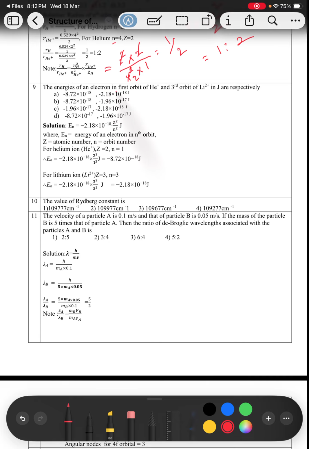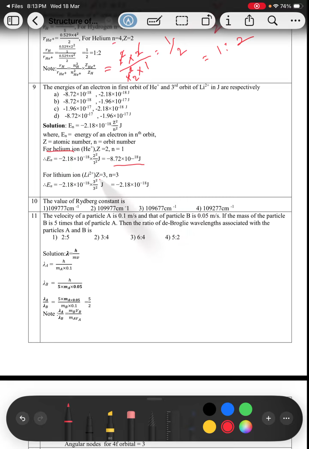The energies of an electron in the first orbit of He plus and the third orbit of Li plus 2 in joules are respectively. Here the energies are given in joules. So the energy of an orbit in joules is given by the formula minus 2.18 into 10 power minus 18 Z square by n square, where Z is the atomic number and n is the orbit number. For the helium ion, Z is equal to 2, and the orbit number is 1. By substituting these values, we will get minus 8.72 into 10 power minus 18 joules.